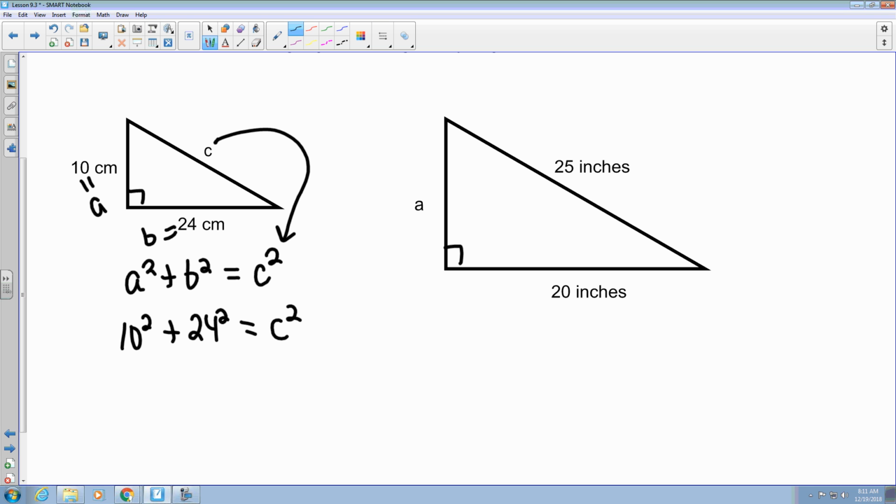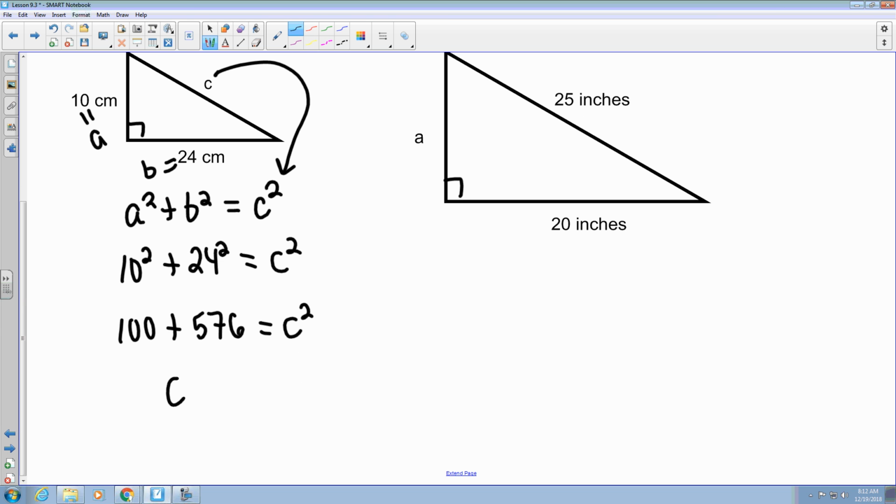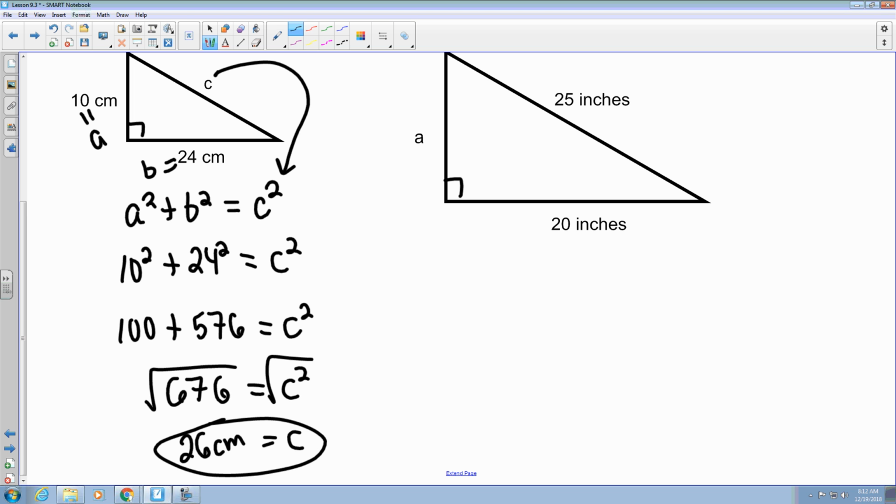All right. Now, because of order of operations, we are going to take care of the exponents. 10 squared is 100, and 24 squared is 576, and that's going to equal c squared. When I add these together, I get 676 is equal to c squared. All we have to do now is take the square root of both sides. The square root of c squared is c, and the square root of 676 is 26. It's labeled as centimeters, so 26 centimeters is our value of c.